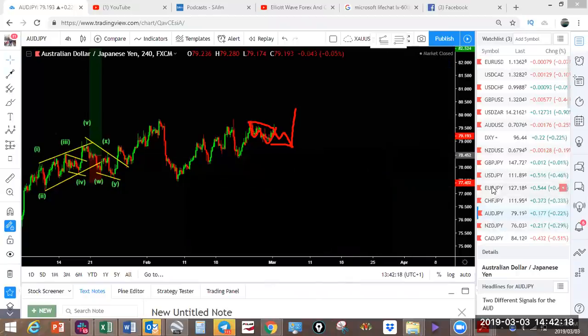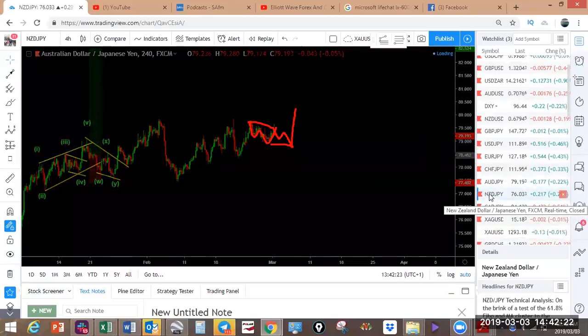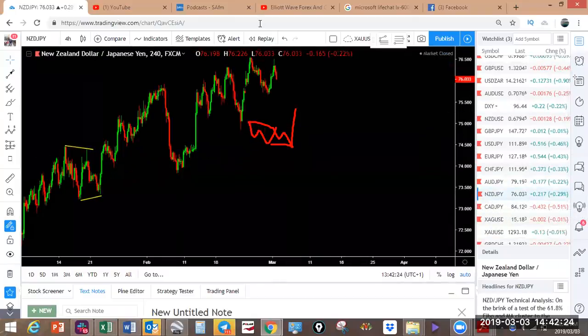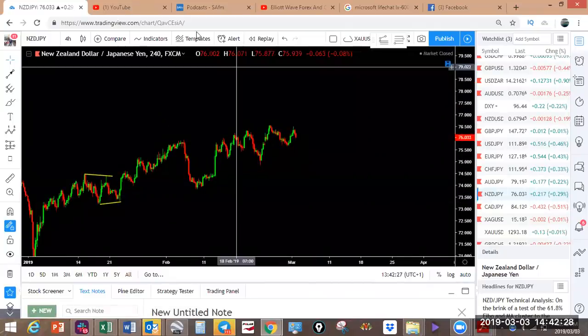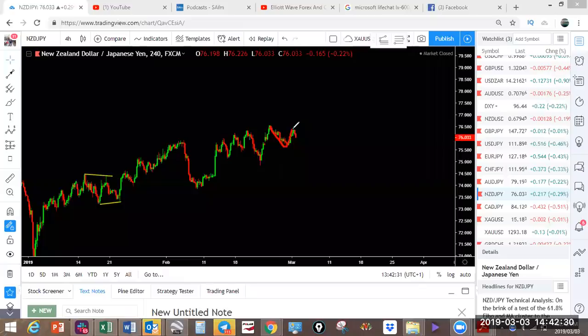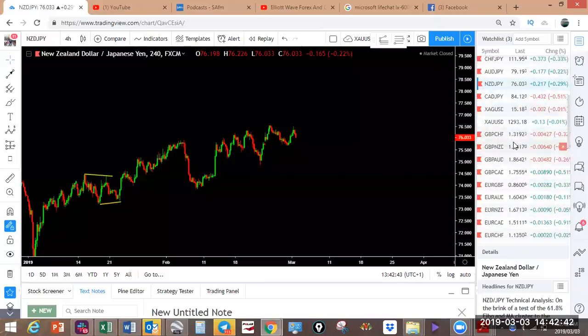Same thing on the New Zealand. You've got a pullback here. Got a pullback, could do something like this. Wait for it to push a little bit higher, then we'll update the whole structure to see if we're going to get a bigger correction here. All right, so those are the yen pairs.